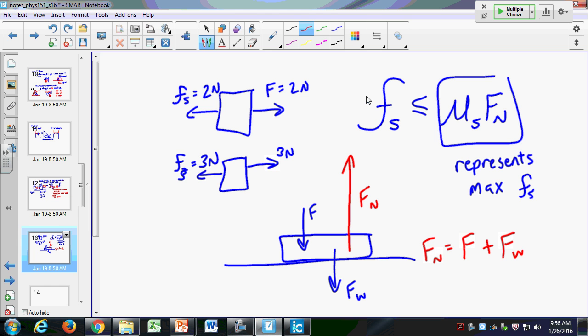If the object is not moving, the net force will be zero, in which case the static friction will always be equal to the opposing force. Yes, that's true. Okay? All right.